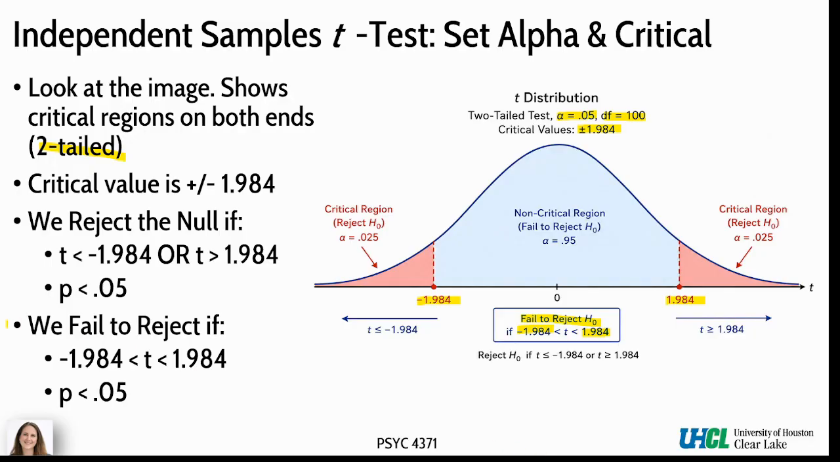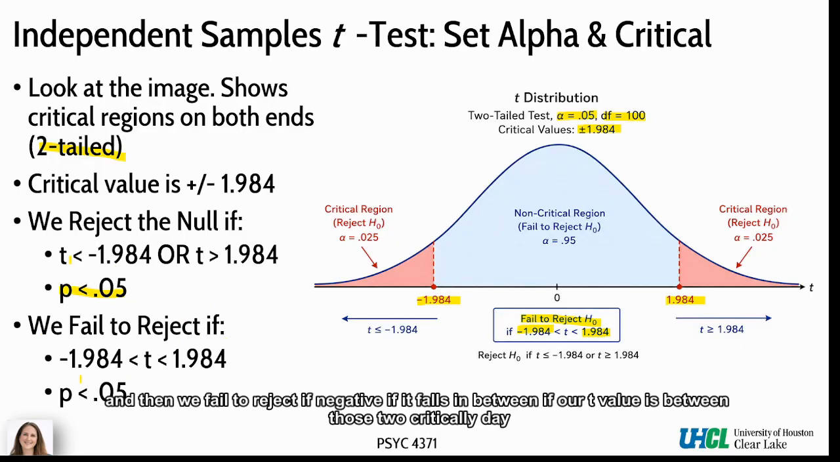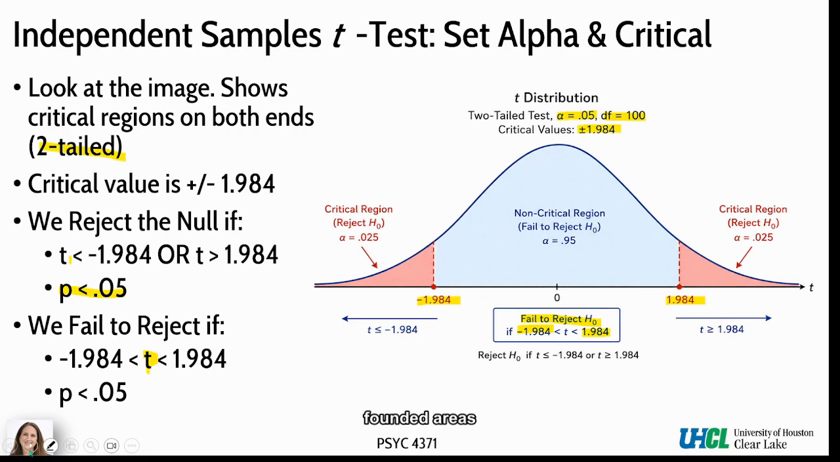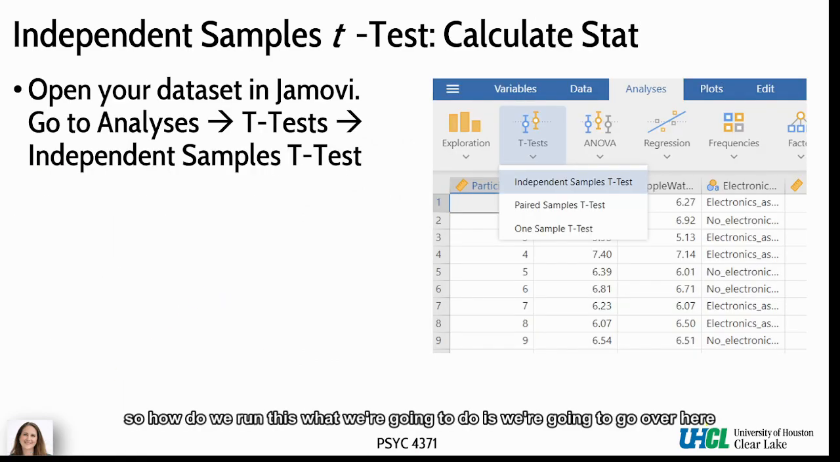Okay? And then we're gonna reject it if it's less than negative 1.984 or if it's more than 1.984, and that corresponds to a p-level of 0.05. And then we fail to reject if our t-value falls in between those two critical bounded areas. So how do we run this?